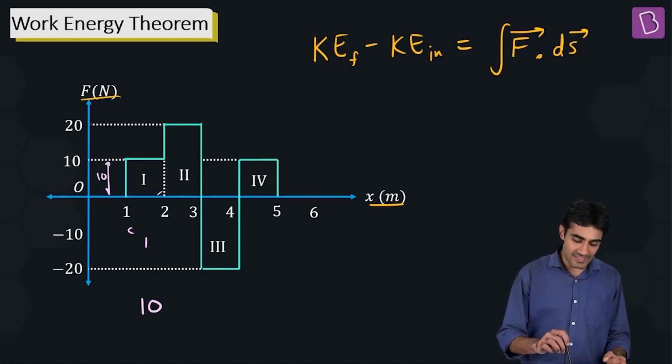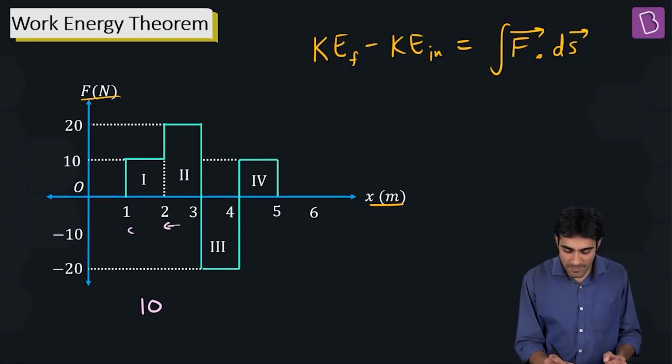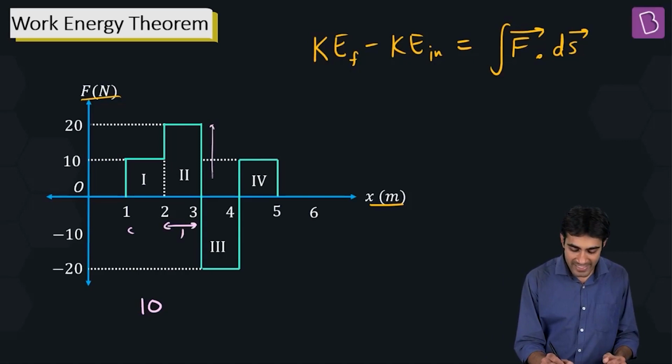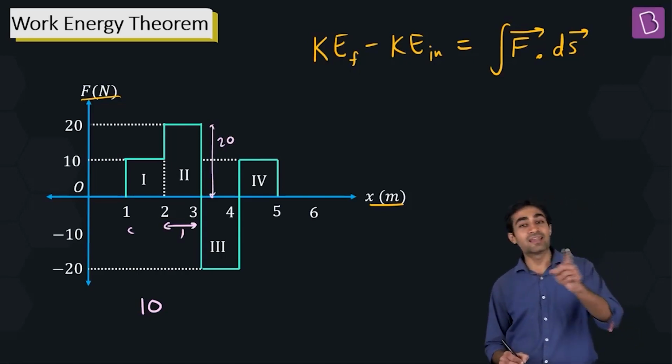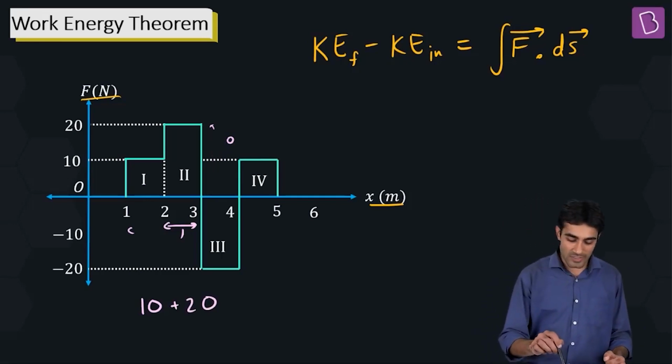Now let's consider the second part. The second part has the base as 3 minus 2 which is 1 and the height of this part is 20. What is the area? Area is 20 times 1 which is 20. Good. Now the third part.